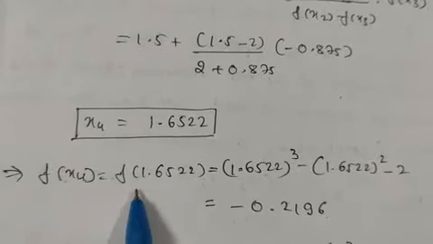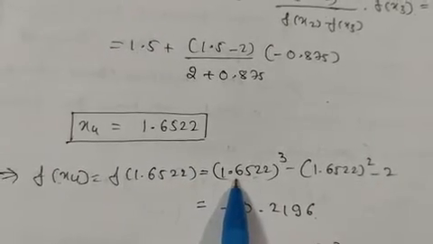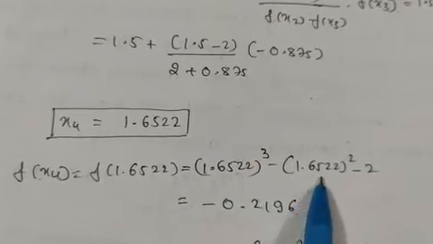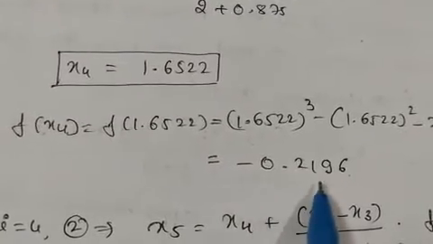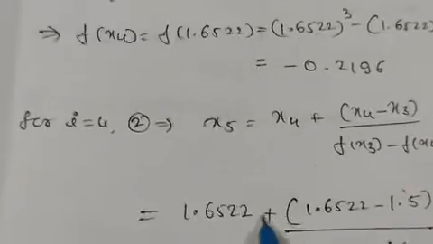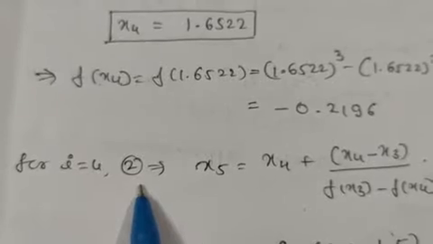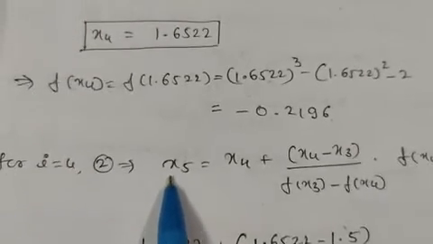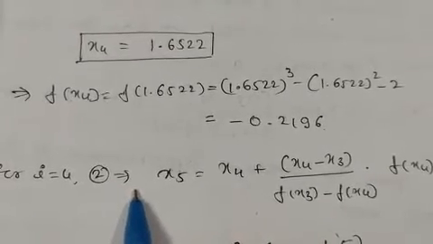f of x4 is f of 1.6522. Substitute in equation 1: 1.6522 whole cube minus 1.6522 whole square minus 2. So you will get minus 0.2196. This is f of x4. Now again put i equals 4 in equation 2, because in the first step you substituted i equals 2, then 3, then 4. You will get x5 equal to x4 plus, so in equation 2 you have to substitute.